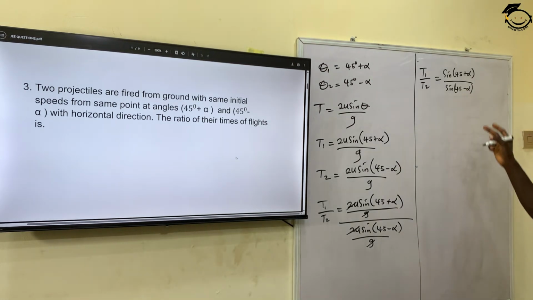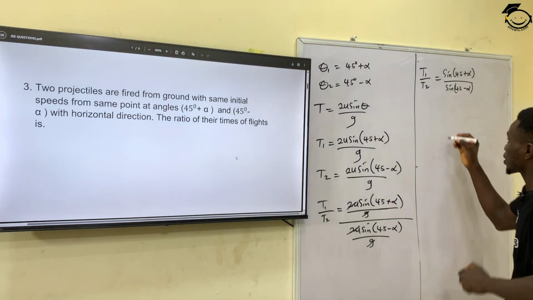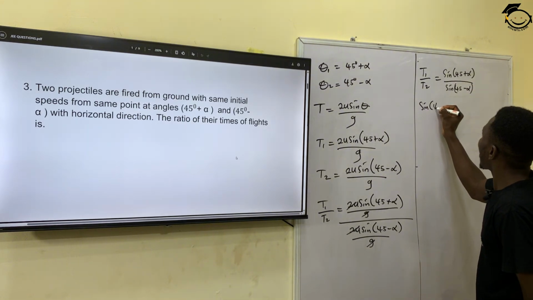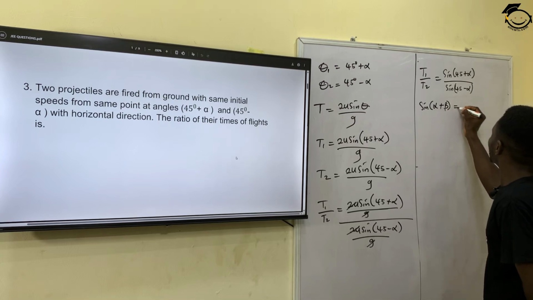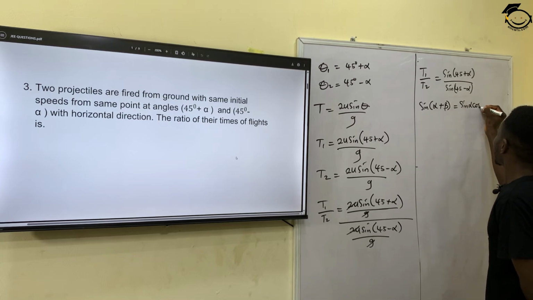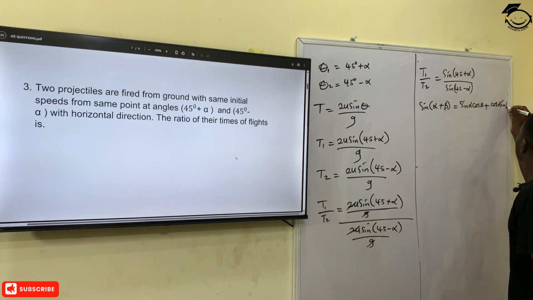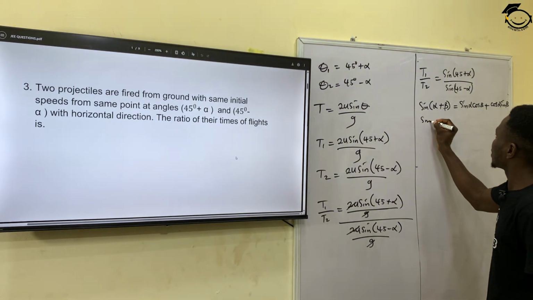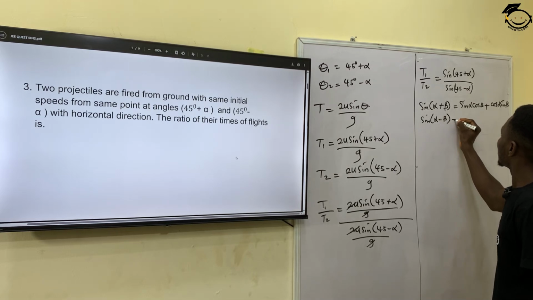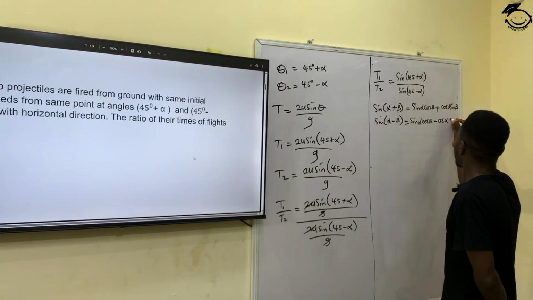If you have something like this, what trigonometrical identity applies? So if we introduce our trigonometrical identity, we say that sine (alpha plus beta) is the same as sine alpha cos beta plus cos alpha sine beta. So also, sine (alpha minus beta) will give me sine alpha cos beta minus cos alpha sine beta.